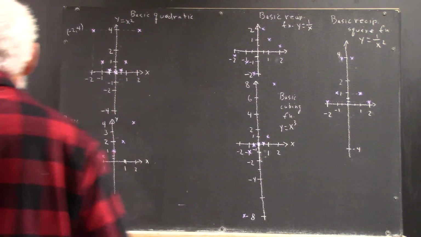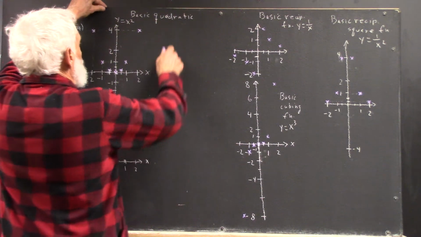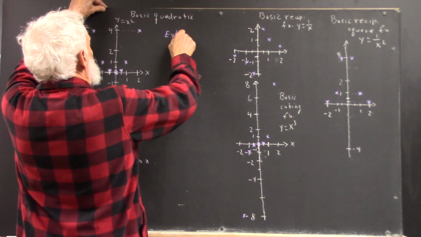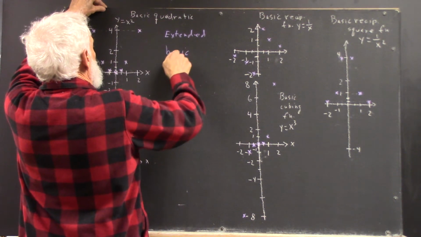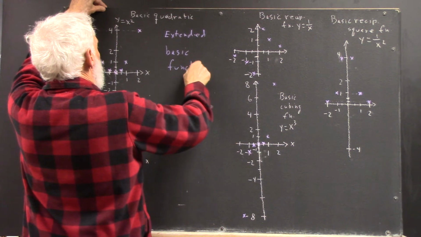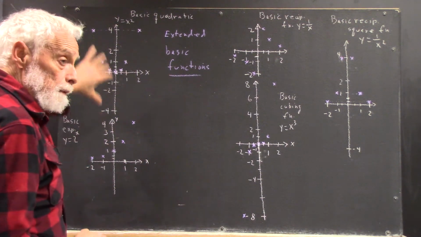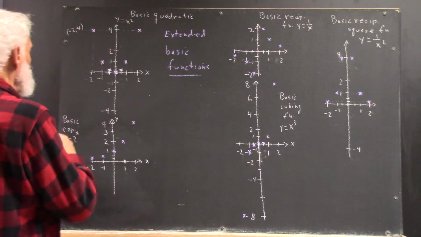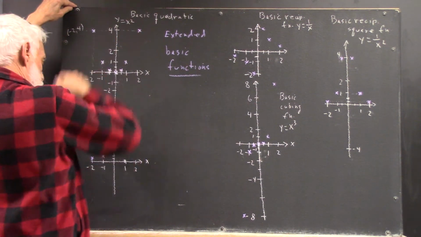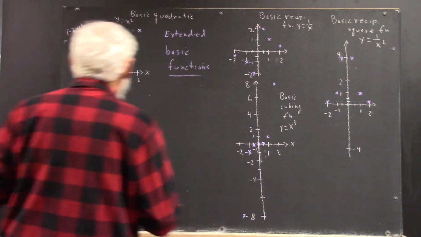Okay, the extended basic functions. And I'll kind of write that. We just draw a smooth curve through the graphs, and we get a good approximation of each of the extended basic functions. So, yeah, I'll stick with this color.